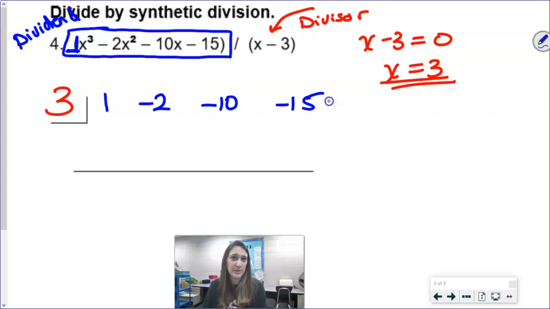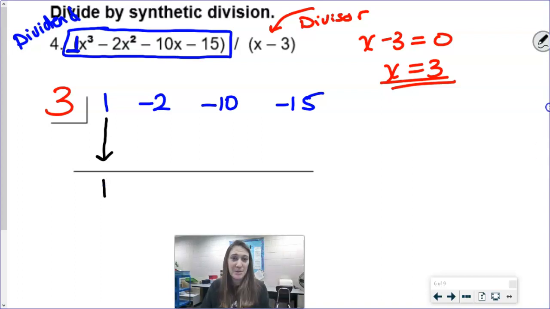So that's what the setup looks like for synthetic division. Solution to the divisor, coefficients of your dividend. Now it's muscle memory, I guess. So you start with your first coefficient, and you bring it down all the way underneath the line, and that's going to kind of get our party started.